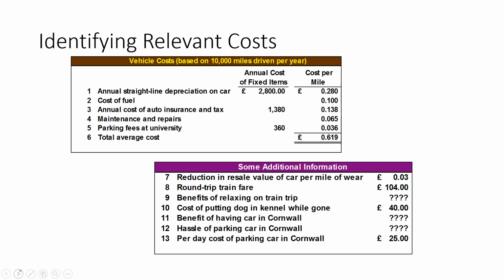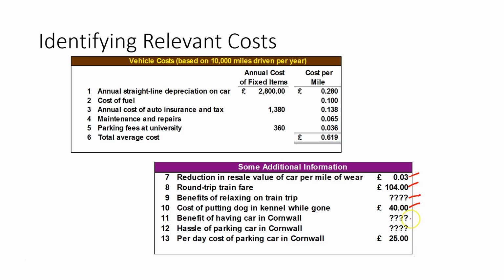She's also then provided some additional information that relates to this decision. So point number 7, if she uses the car, she's worked out that it's going to have a reduction in its resale value of 3p per mile. She's found out that it's going to cost her £104 on the train to Cornwall. She knows that the train will be far more relaxing, but she hasn't been able to put a value to that. She has a dog, and the dog's going to have to go into the kennel while she's gone, and that's going to cost £40.